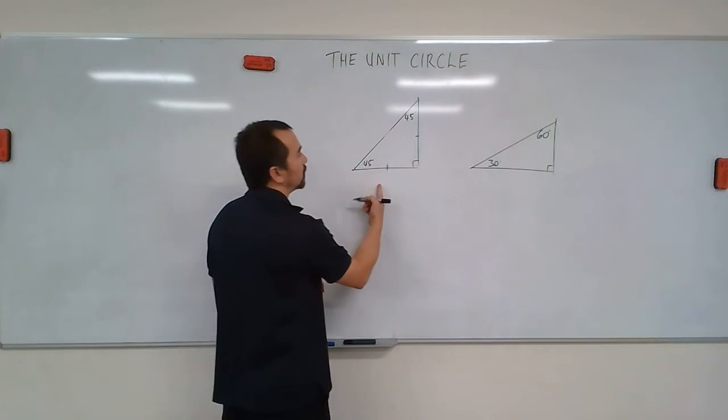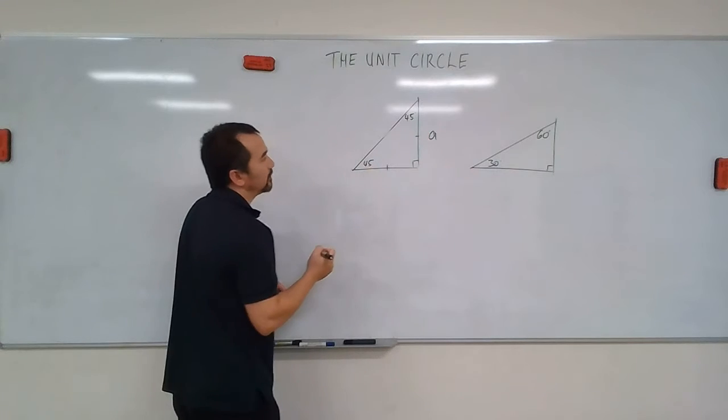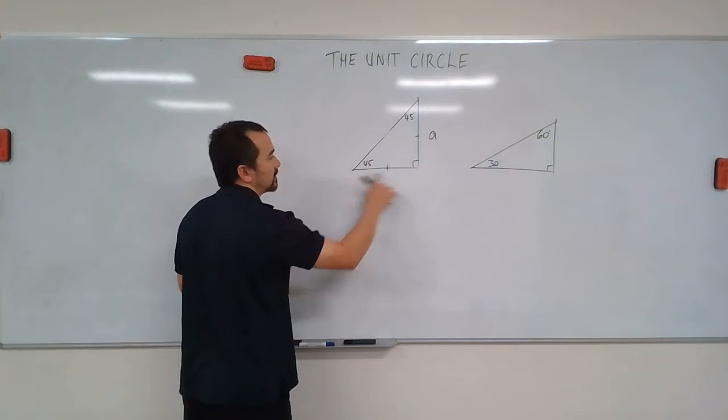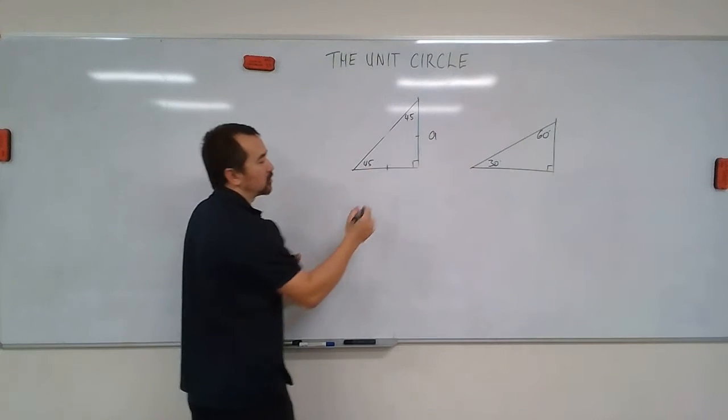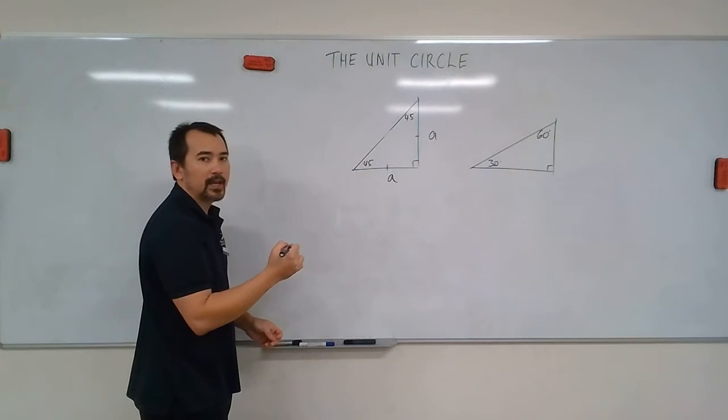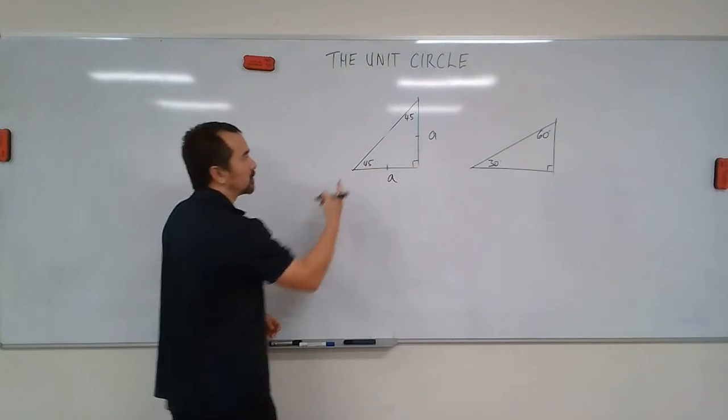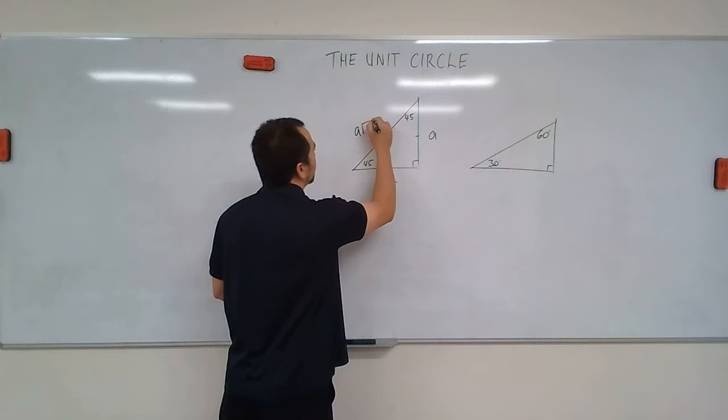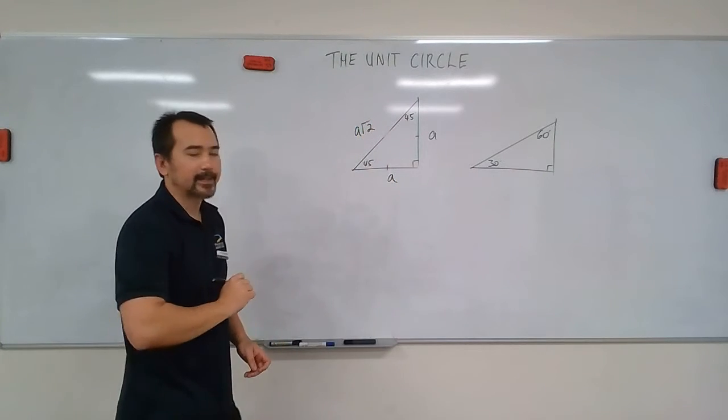All right, so for this one, if this side is A, and this side matches this side in length because it's an isosceles triangle, this side would also be A. Then you could use your Pythagorean theorem to solve that the hypotenuse is A root 2. Okay, so those are the ratios.